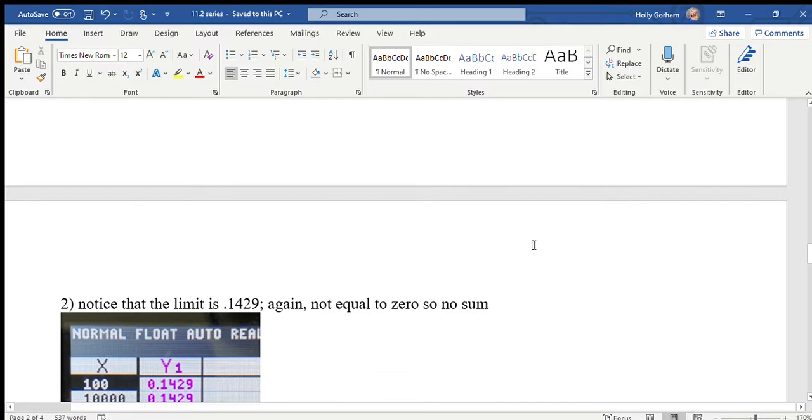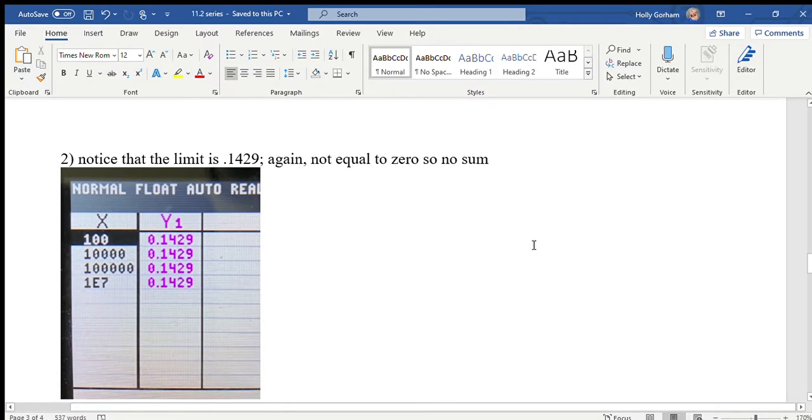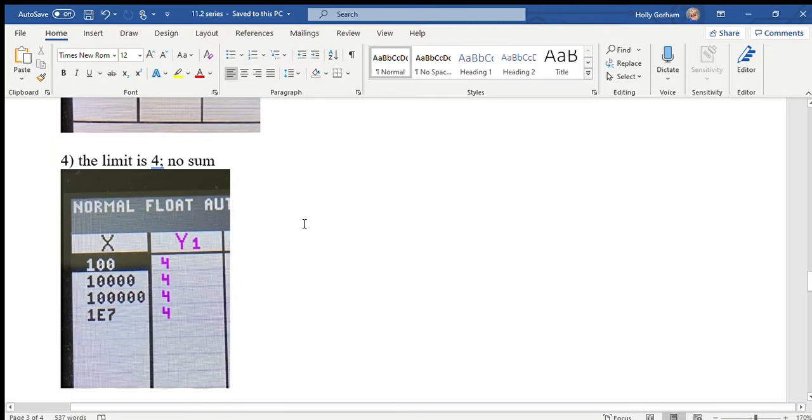Let's look at number 2. If you put the function for number 2 into your y equals and then you go to your table, my x values are still the same. I didn't change that. Look at the y values. This is the limit. They're all the same. The limit is 0.1429, but it's not 0, so there's no sum. How about number 4? If you put that into your y equals, notice that your limit is 4. Still no sum. And notice I'm not changing the x's, just leave them.